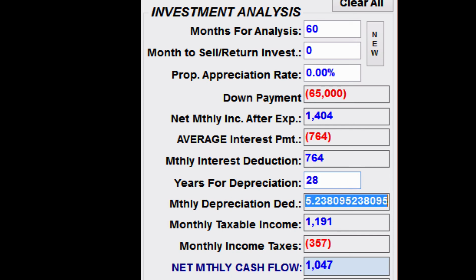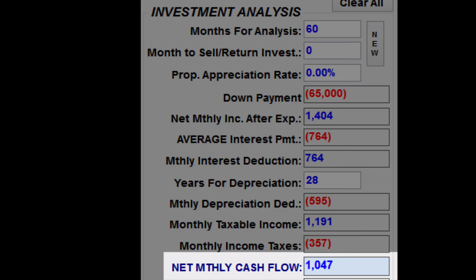And the system will then calculate for us the tax deductions we have based upon depreciation, upon the tax deductibility of the interest of the first mortgage, and give us a net monthly cash flow utilizing those deductions as well, even though this is not tax advice, of $1,000. So it's positive cash flow based upon these assumptions.